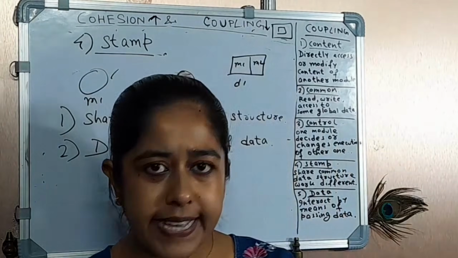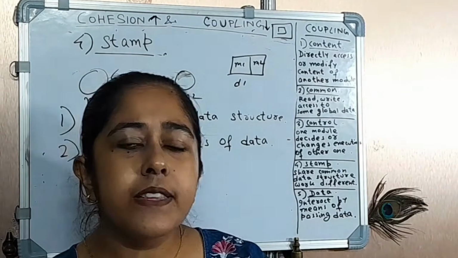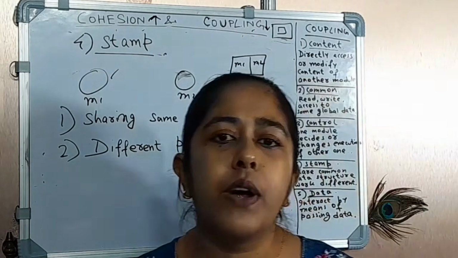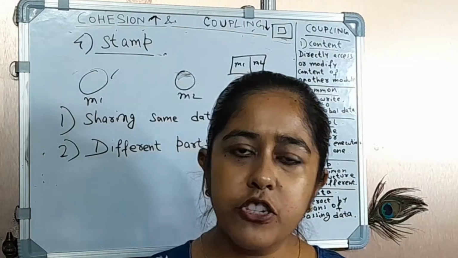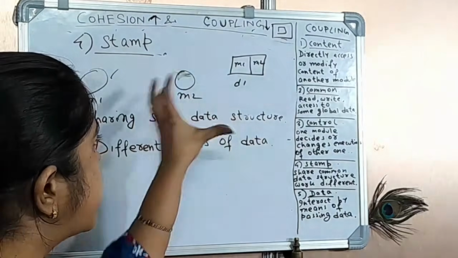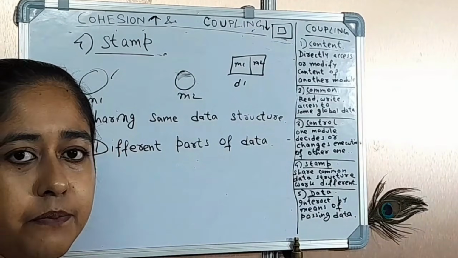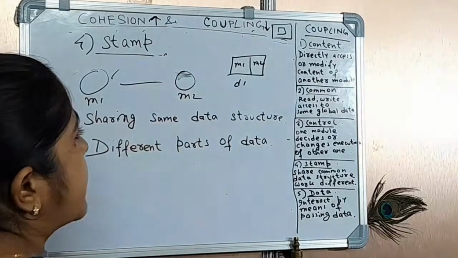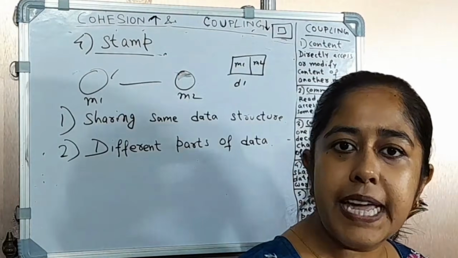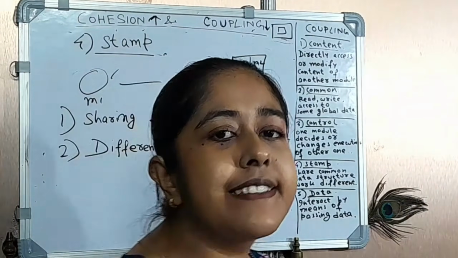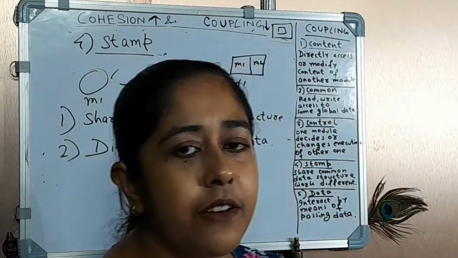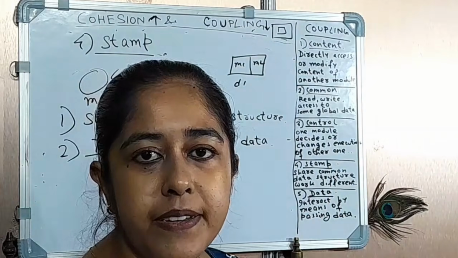Someone is working on the execution, or someone is working on the input output of the particular data. One is working on the processing, and one is working on the input and output functions. So this is where the same data structure is being shared between each other. The data structure of the modules is the same, but their task is different. They are working on the same data, but on different parts of the particular data.